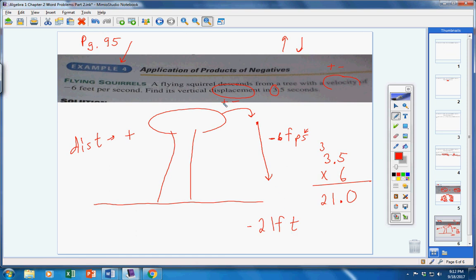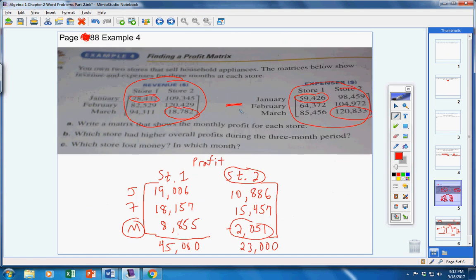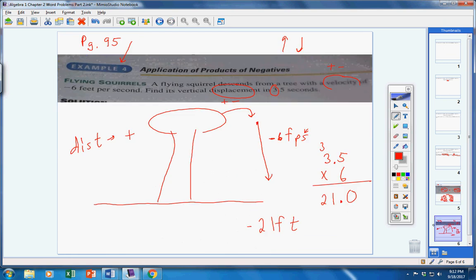So, the couple of things I wanted you to learn from this video is how to use matrices in word problem situations. And here, I want you to remember that, yes, distance is always positive, but displacement can be either positive or negative, depending upon whether you went down or up.